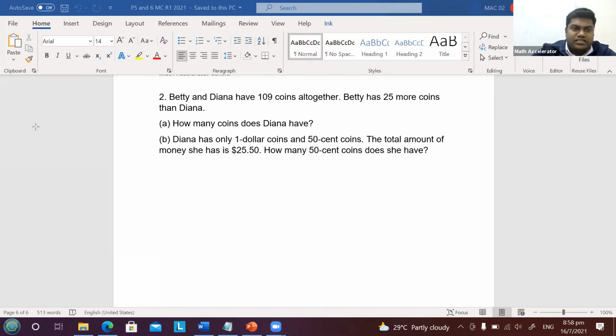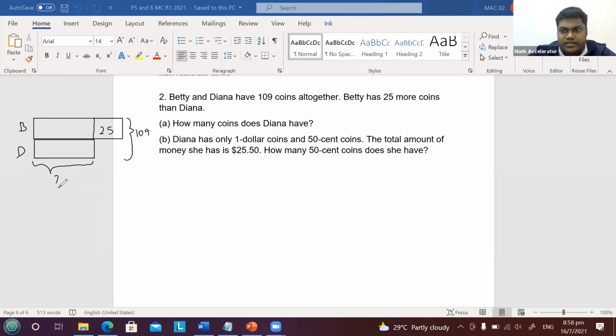Okay, so 2A. 2A is back to basics. Betty and Dinah. Total, they got 109 coins. And Betty has 25 more. So, how many does Dinah have? So just take 109 minus 25, you'll get 84. So 84 divided by 2, you'll get 42. So Dinah has 42 coins.